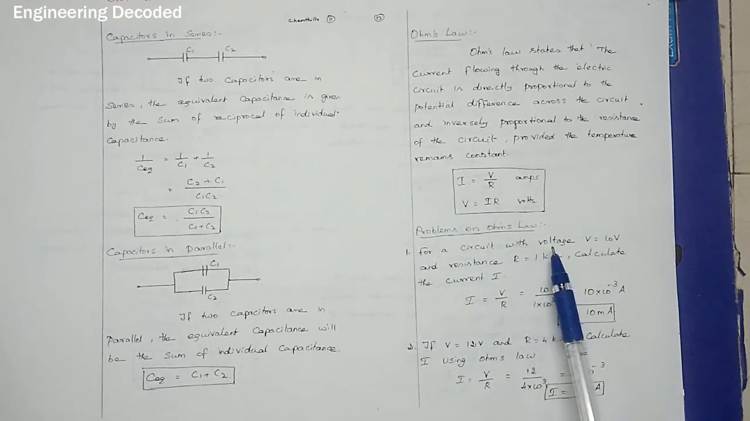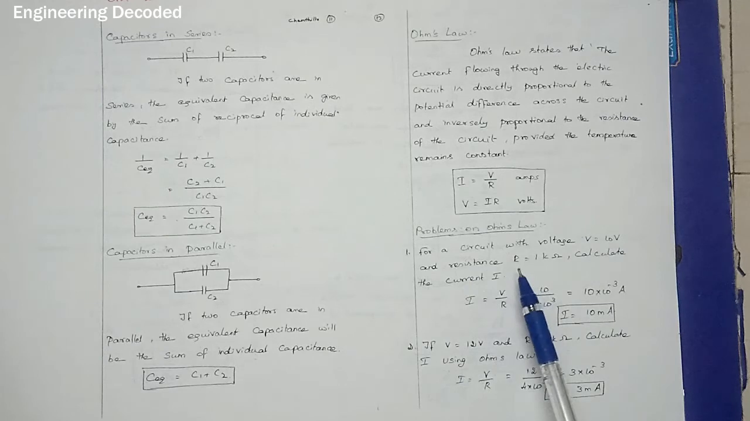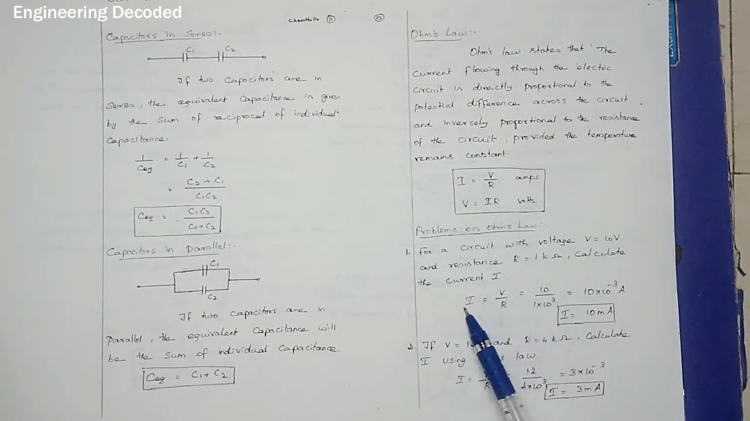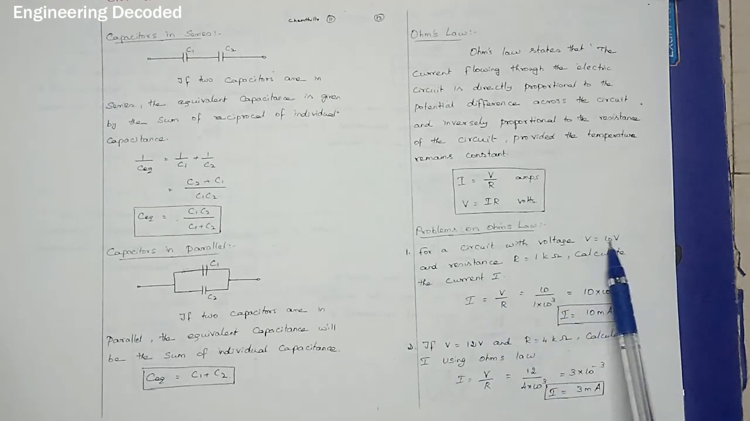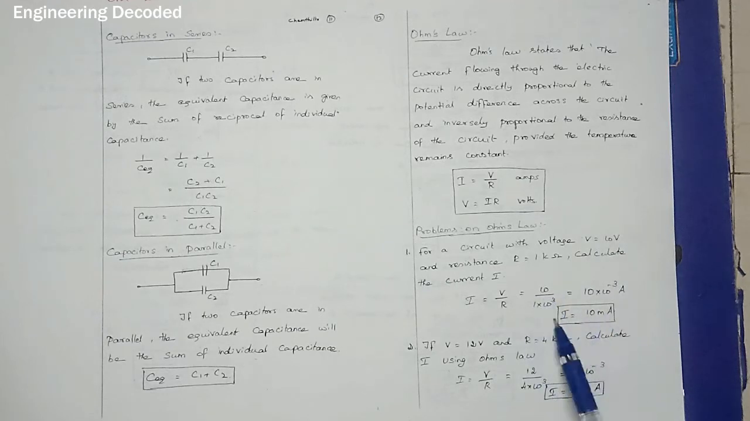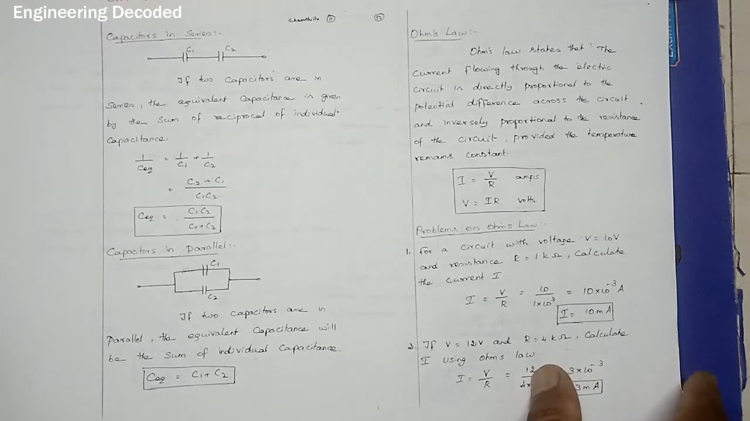For a circuit with voltage V equal to 10 volt and resistor R equal to 1 kilo ohm, calculate the current I. So voltage V is given, resistance R is given. You want to find out the current. So I equal to V by R. You can simply substitute what is given and easily find the value. Similarly, this problem: if V equal to 12 volt and R equal to 4 kilo ohm, calculate I using Ohm's law. So V is given, R is given, so I equal to V by R. You can directly substitute, divide it, and find out the current.